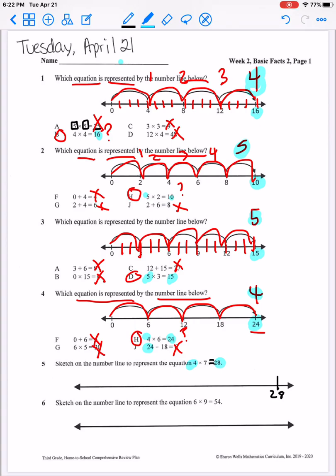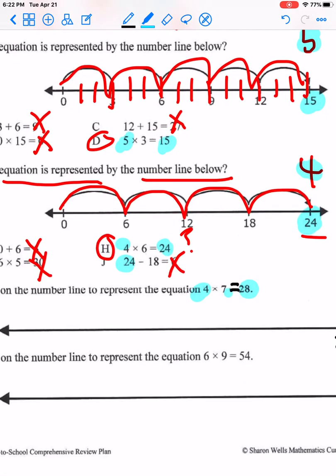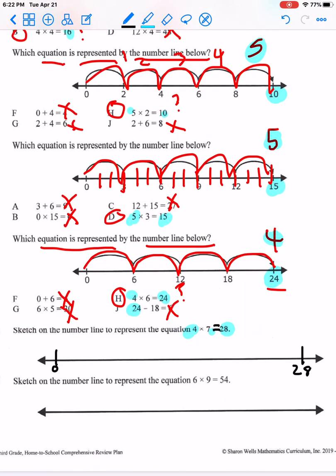How many each time? 7. All right, so this is what I'm going to do. I know that this is 0 where I start. And I know that the next number would have 4 lines. So 1, 2, 3, and 4. And I know that each time I skip, I am going to have 7. 7, 8, 9, 10. Well, let me do this.